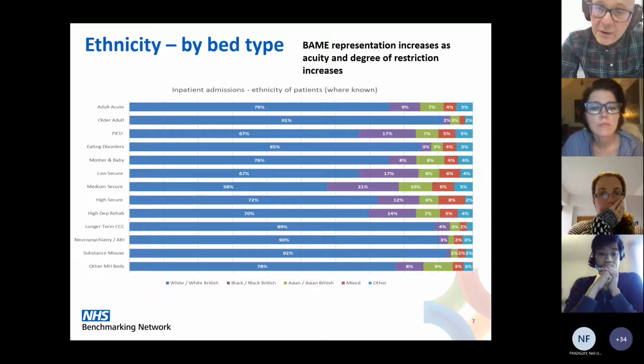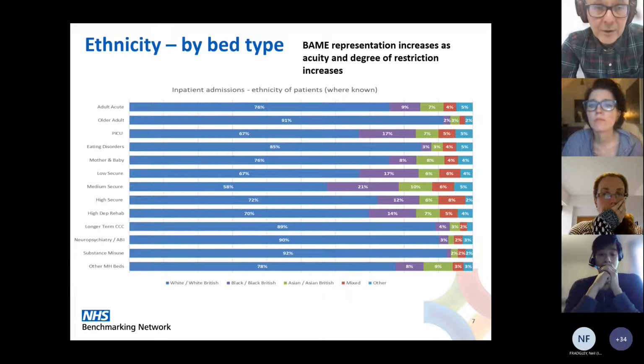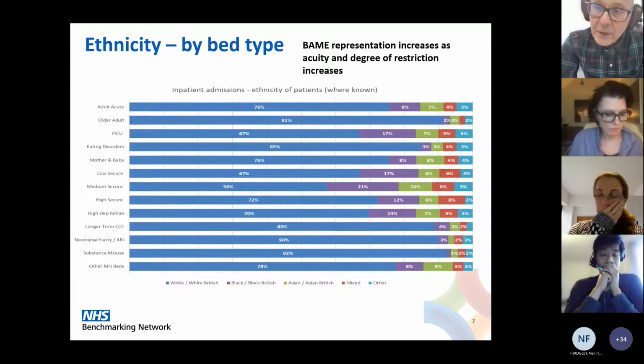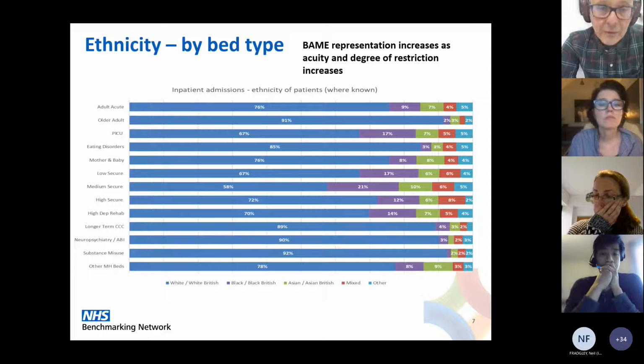But where we see the strongest skew really is as the degree of acuity and restriction peaks. So in PICU, in low secure, in medium secure, maybe in long-term rehab as well, we've got this astonishing overrepresentation of BAME groups. So Black British people are 5.5 times overrepresented in medium secure services. So we've not done a specific South East drill down on this, but it might be something to consider for next time we meet, in terms of setting a regional platform that we can use to monitor against in future.